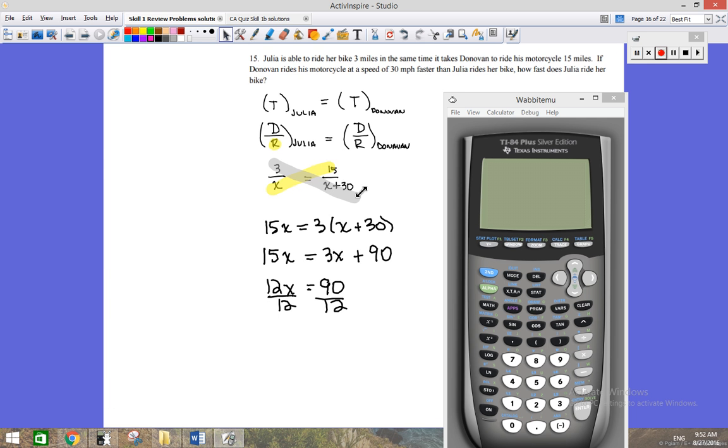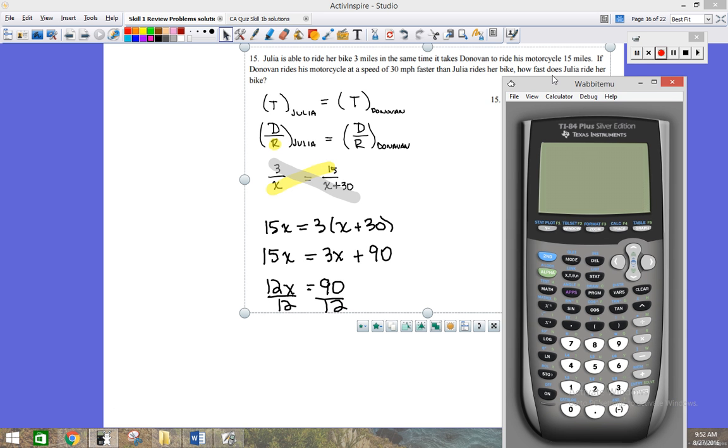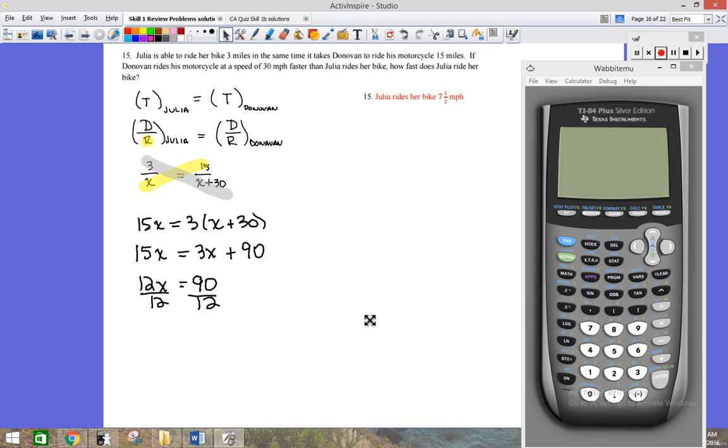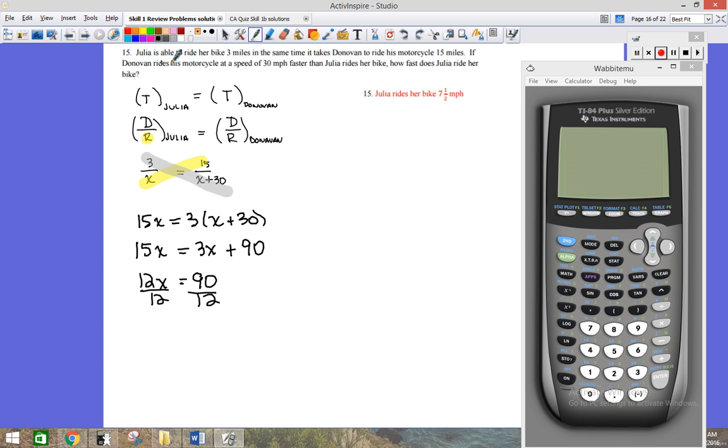remember this is for Julia, and it's in miles per hour. So 90 divided by 12, 7.5. So she's going 7.5 miles per hour.